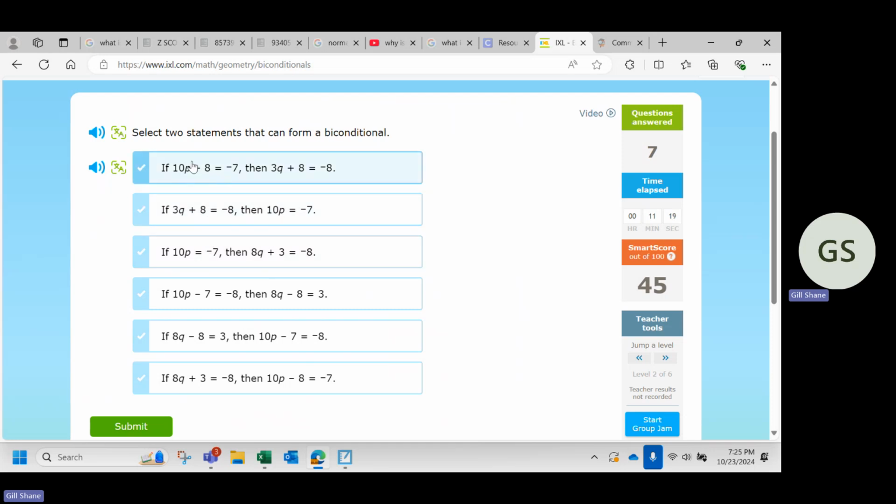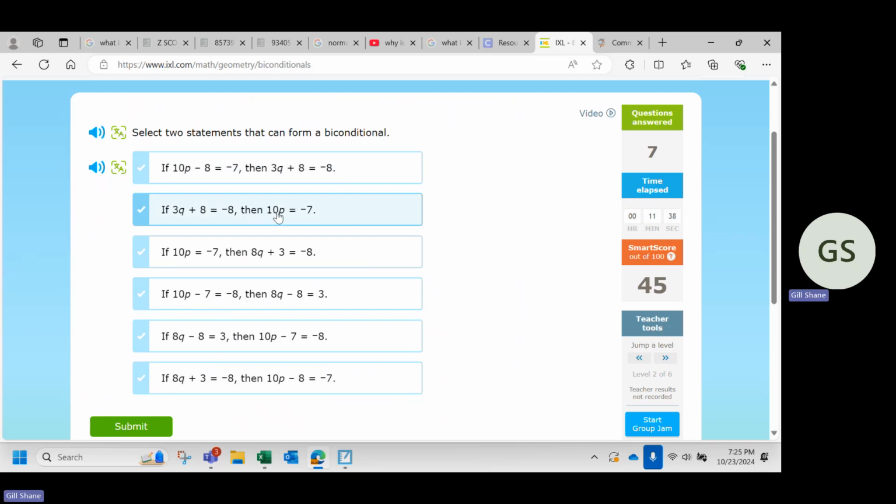So I need to go to the next one. Again, I'm looking for 3q plus 8 equals negative 8 at the front. That's not it. That's not it. That's not it. And that's not it. So if I don't have that anywhere in any of the other ones, then this cannot be one of the correct statements. So I move to the next one.